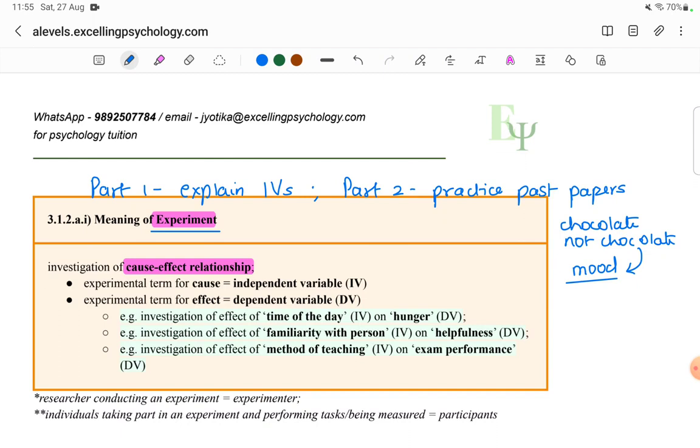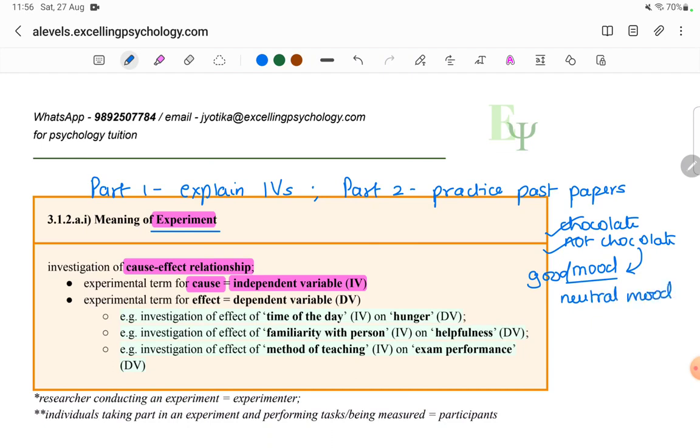So let's be very clear on this, because this is very important towards what we want to understand, which is the independent variable. Now that we know that an experiment looks into a cause-effect relationship, the cause in an experiment is what is called an independent variable. So I just gave you an example of studying the effect of chocolate on mood. We believed in this experiment that eating chocolate causes people to be in good mood, and not eating chocolate keeps them in a neutral mood or maybe a poor mood.